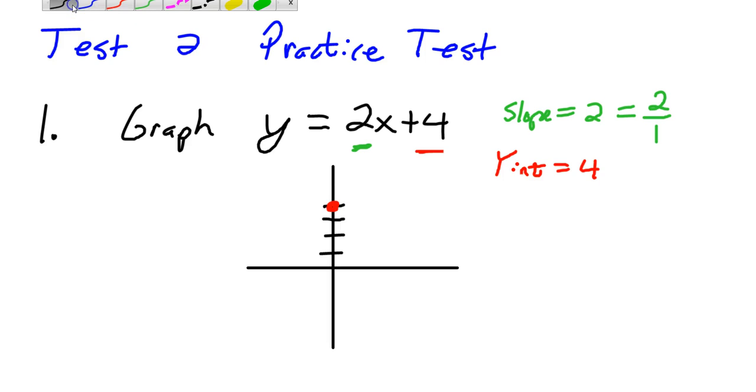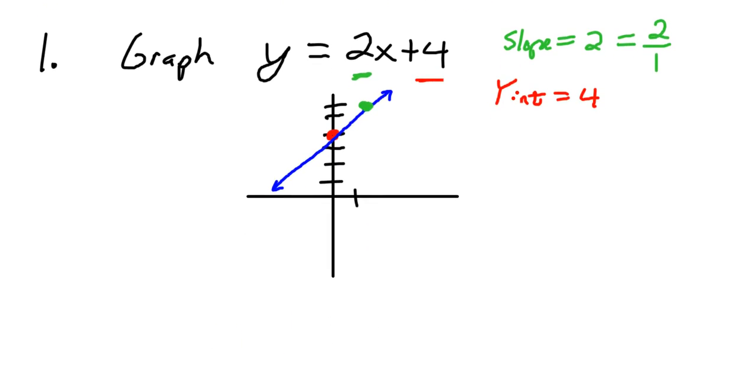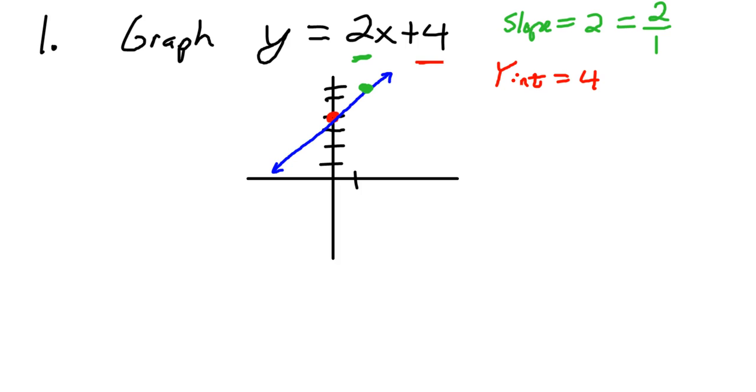From there, you're going to use your slope. It's positive, so we're going up 2 over 1, and that'll get you the second point that is right there, and that's the line you're looking for. Okay, so on the first couple of questions, that's all they're going to ask you to do. They're going to ask you to graph one where you've got that.